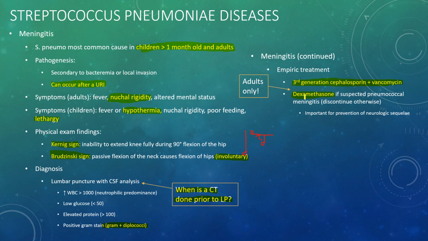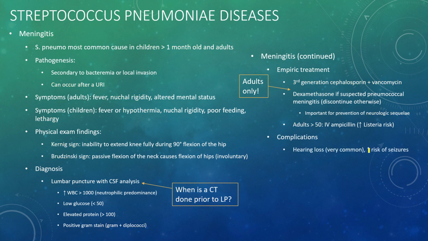Meninges line the brain and spinal cord. So the less inflammation you have, the less likely you'll have neurologic sequelae. So it's very important to give dexamethasone in adults for pneumococcal meningitis. Another key thing to know is that for empiric therapy, if an adult is over 50 and presents with meningitis, you also need to give ampicillin IV in addition to the other two empiric antibiotics because of the high risk of listeria.